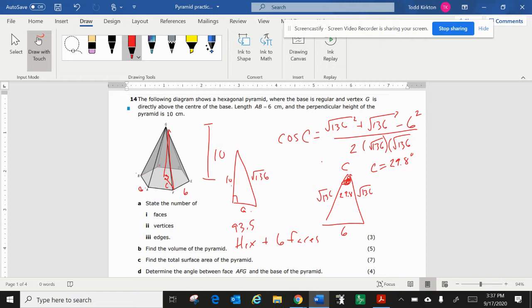So with that, now I can find the area of this triangle because I have a side and an angle on the side. So area is 1/2 radical 136 times radical 136, times the sine of 29.8.